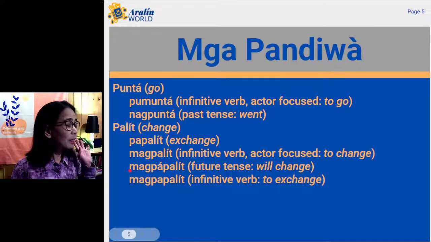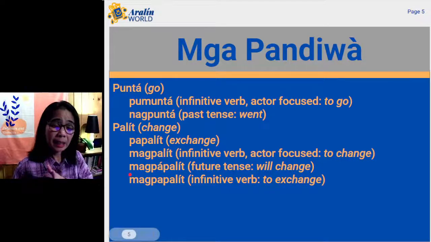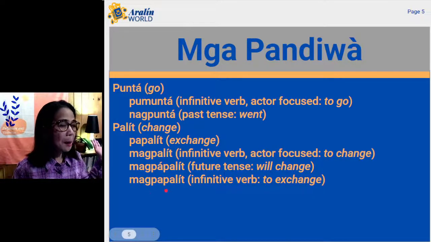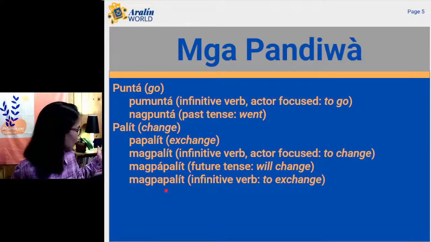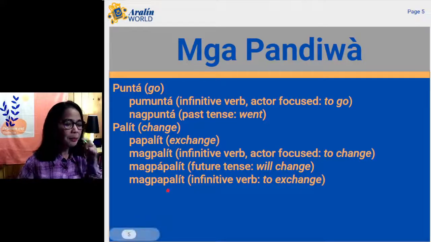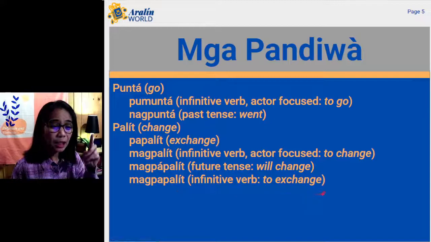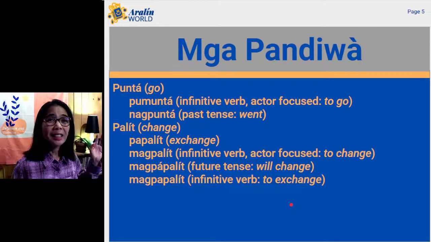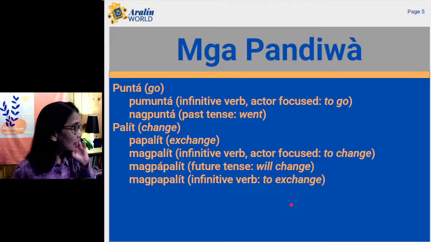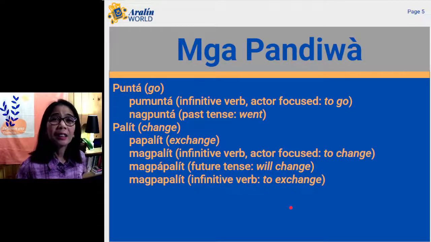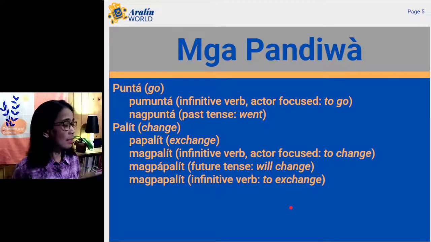Do you hear the difference, Bruce? The first one is magpapalit, and then the other one is magpapalit. Those are different words. So the other one, the magpapalit, means to exchange. Bruce, take note of that. Master your listening in Tagalog so you get the difference or what it means.